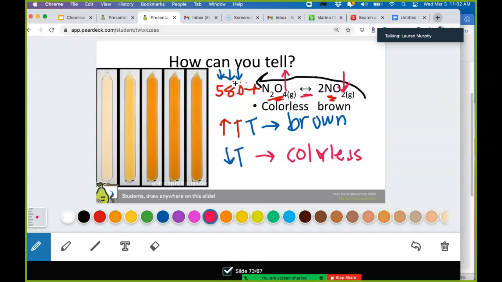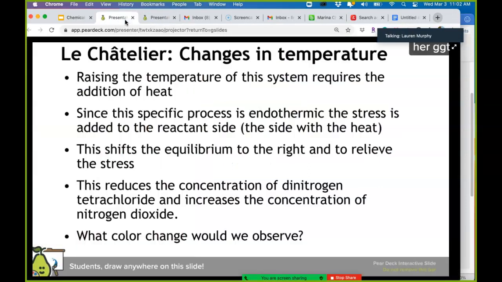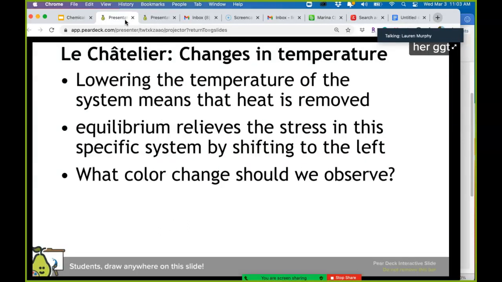So again, messing with heat, you can't memorize this because the heat is not always a reactant. Sometimes it's a product. You have to know what side the heat is on to understand which way the equilibrium will shift. So everything I just said is here. And now we're going to do a different type of reaction.